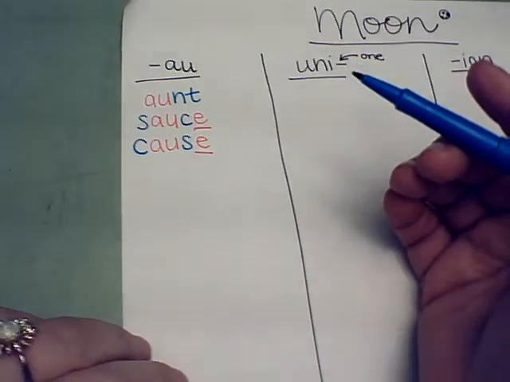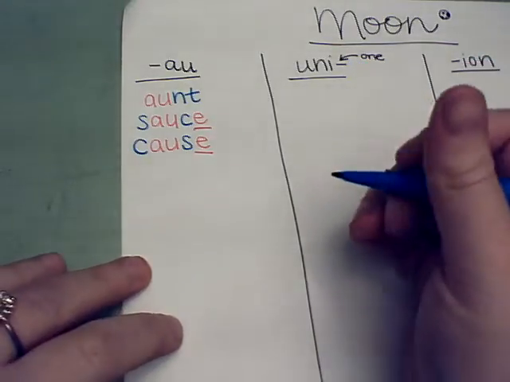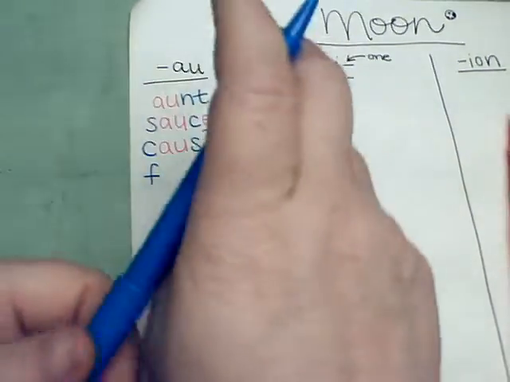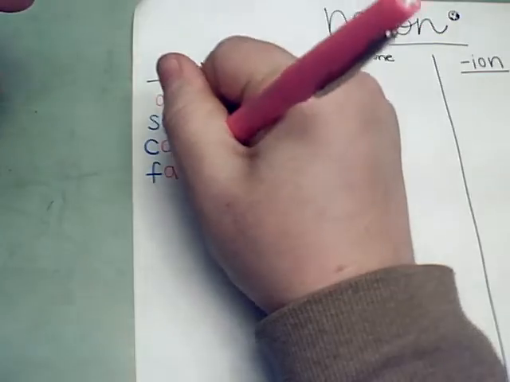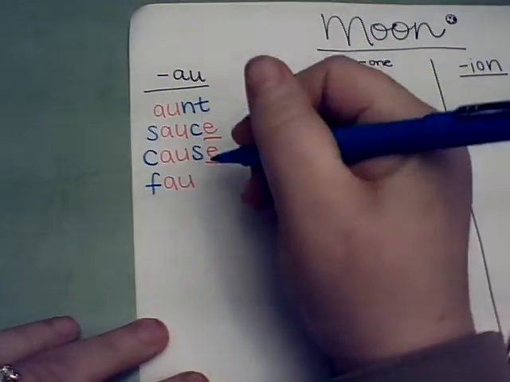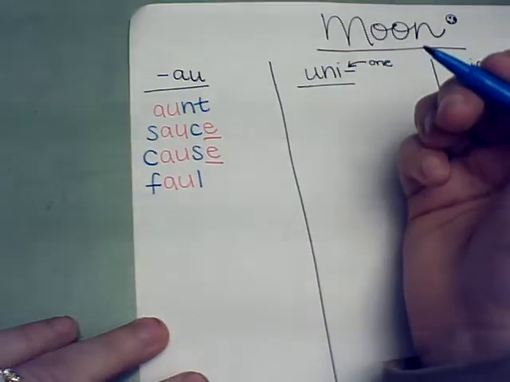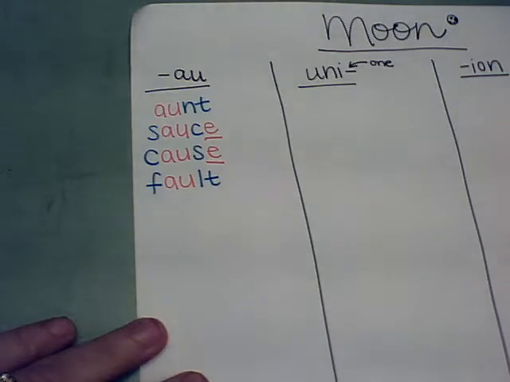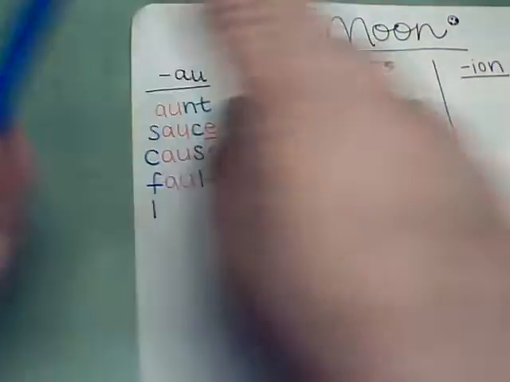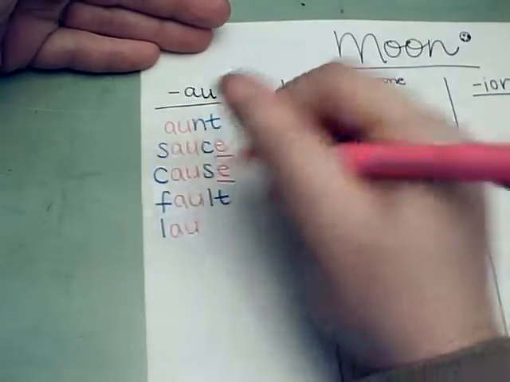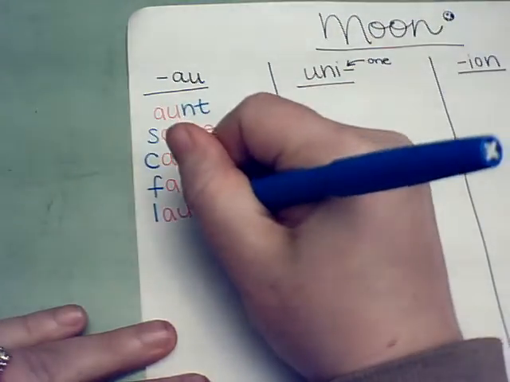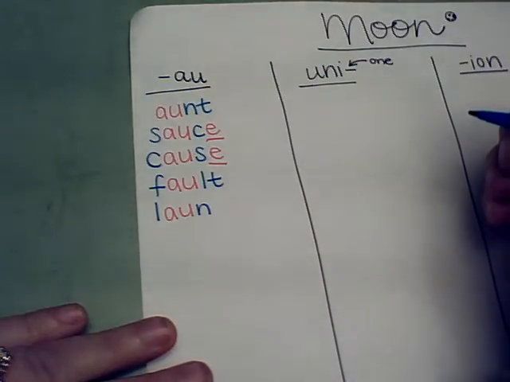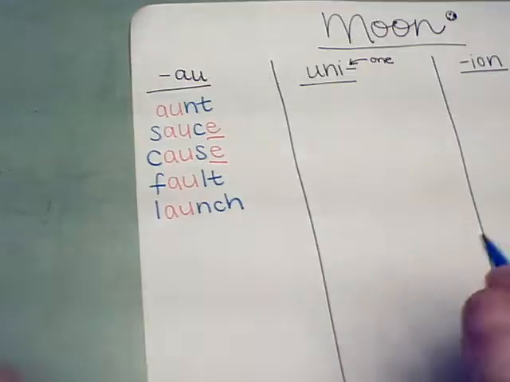Okay, we have the word fault, like it's all your fault. It starts with an F. Fall, all. There's our AU. Fault. You hear the L? Fall. You have an L and then fault, T. And then the last word in this group is launch, like launching a ball or launching a spaceship. So we have L, then A-U, lawn. It's an N, ch, launch, C-H, launch.